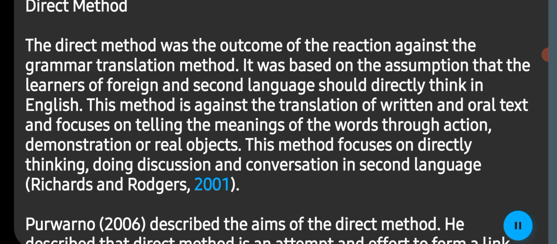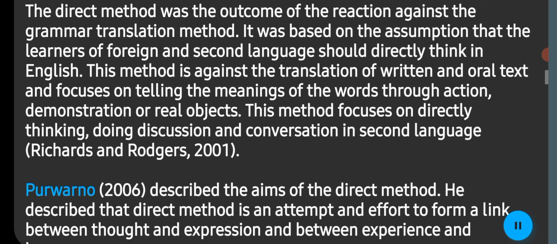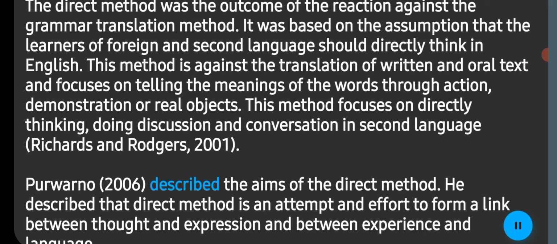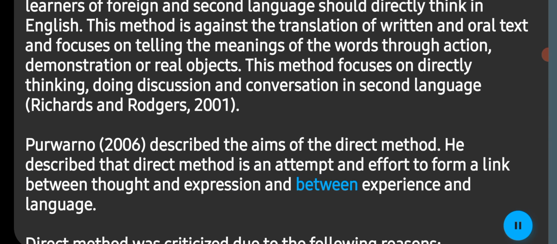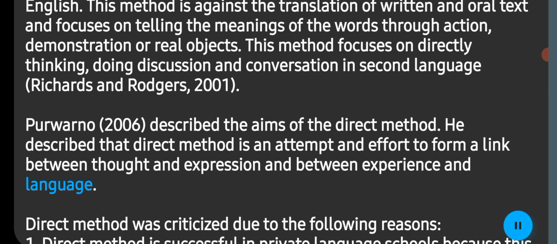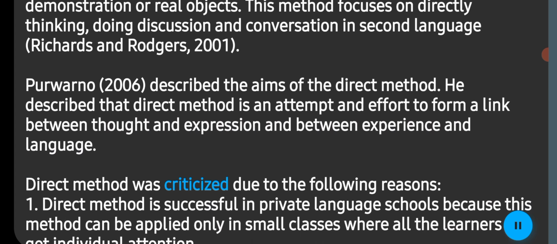(Richards and Rodgers, 2001). Perwano, 2006 described the aims of the direct method. He described that the direct method is an attempt and effort to form a link between thought and expression and between experience and language. The direct method was criticized due to the following reasons.